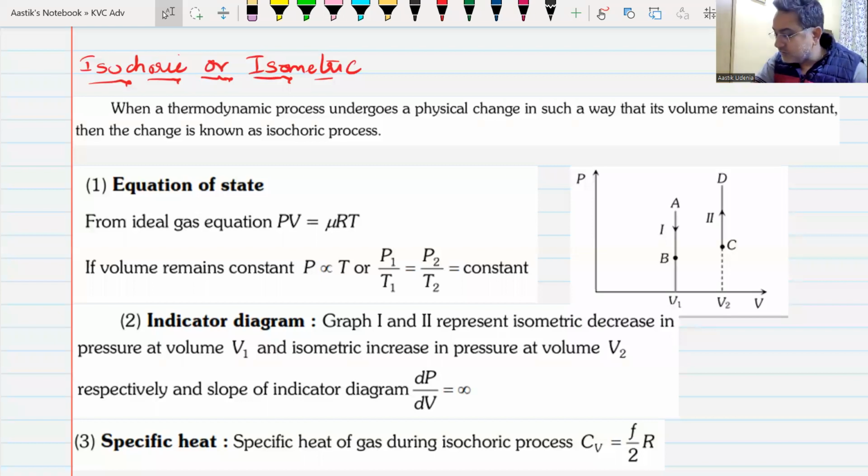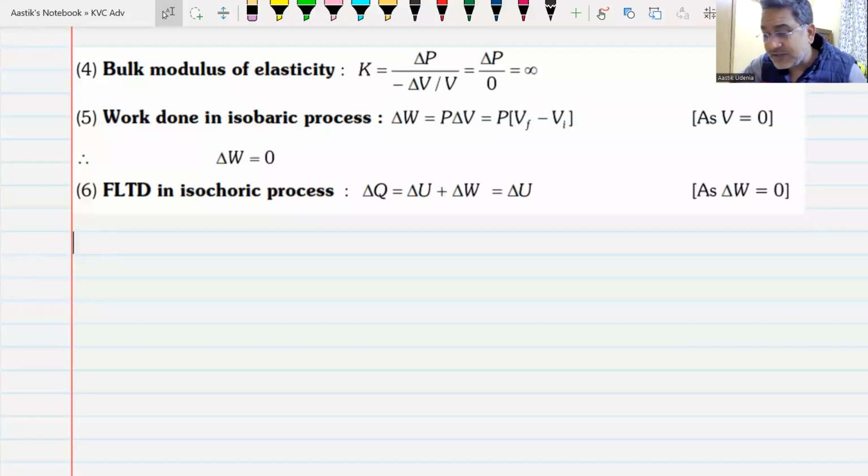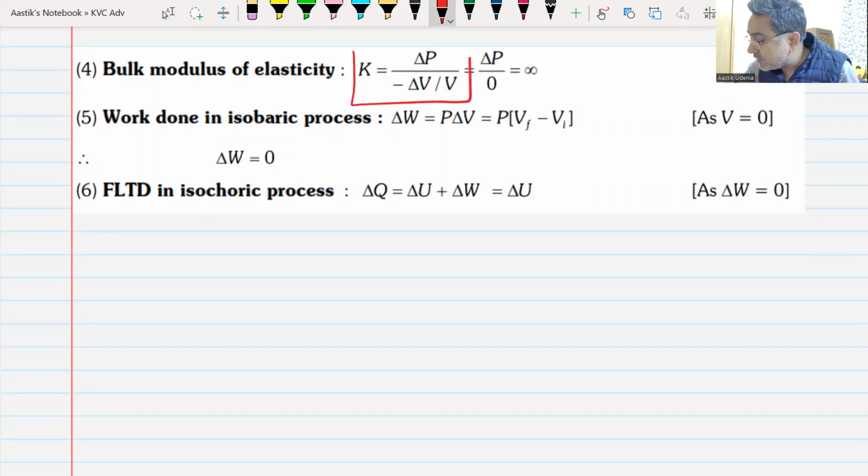I will put all these points together so that you can note them down faster. There is something known as bulk modulus of elasticity. I have seen questions on this. Bulk modulus for anything is change in pressure divided by change in volume by original volume. That is known as bulk modulus. For this process, because there is no change in volume, the bulk modulus will be infinite.